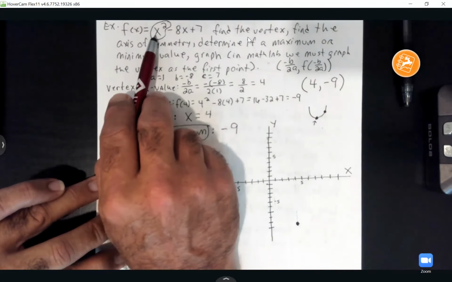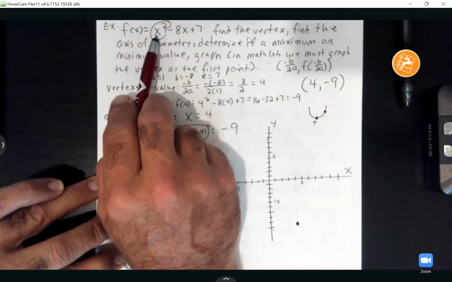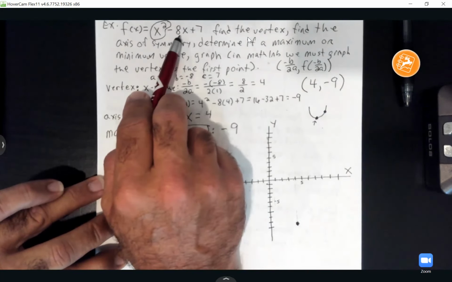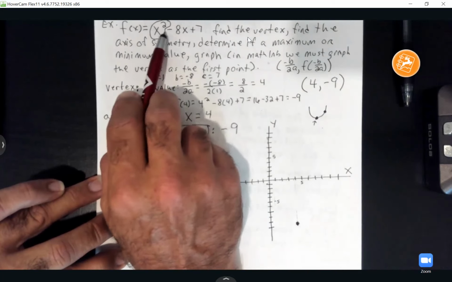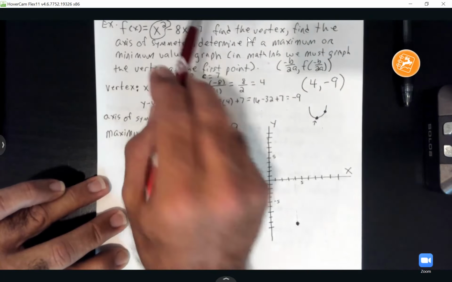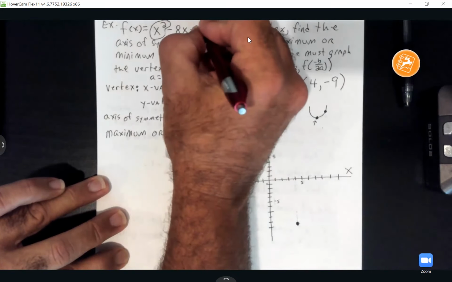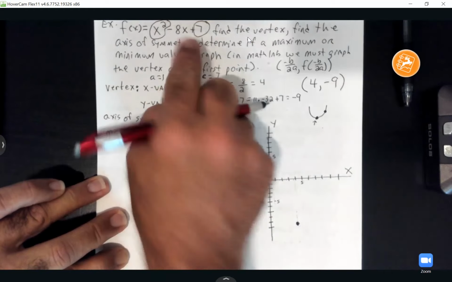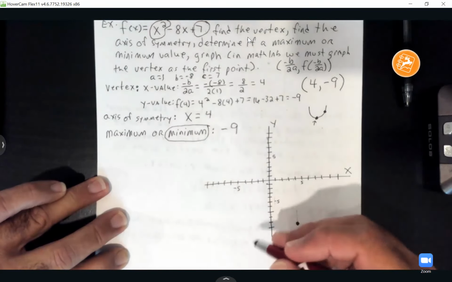And if you use 0 for the x's, that x squared will be gone because 0 squared is 0. 8 times x is 0. So 0, 0, and 7 is going to give me a 7. So this last number here is always going to be the y-intercept.